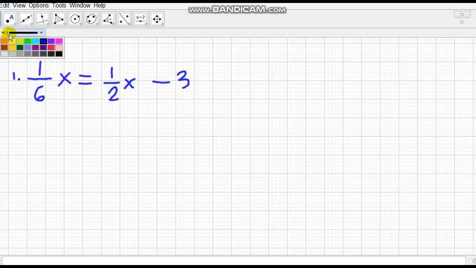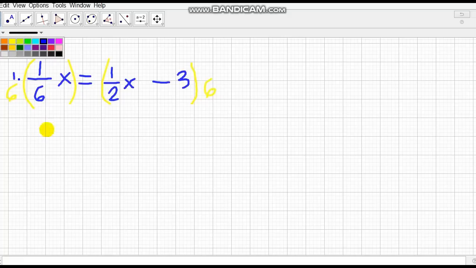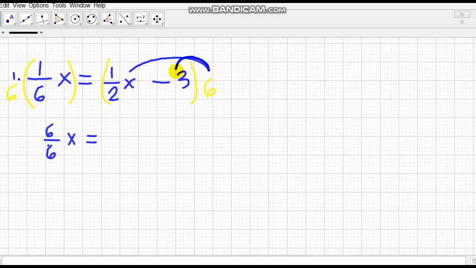Let's solve for x. What we're going to do is first get rid of the denominators. We'd like to remove those, so we can multiply both sides by the LCD of 1/6 and 1/2, or rather the LCM of 6 and 2. In this case, that is 6. So we multiply both sides by 6. 6 times 1/6 would be 6 over 6 x, is equal to, let's distribute the 6 to 1/2 x and negative 3.